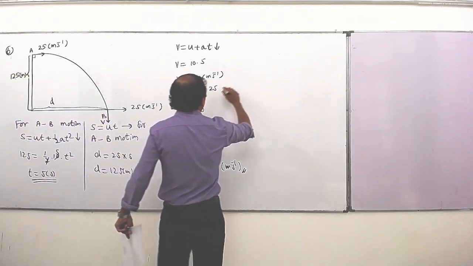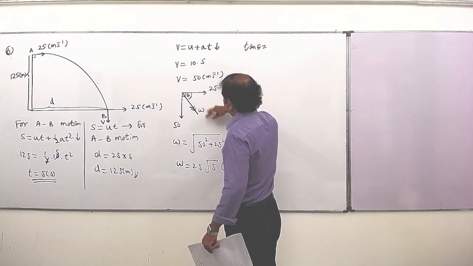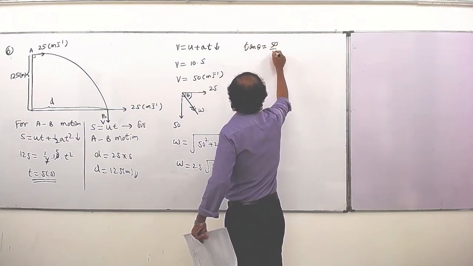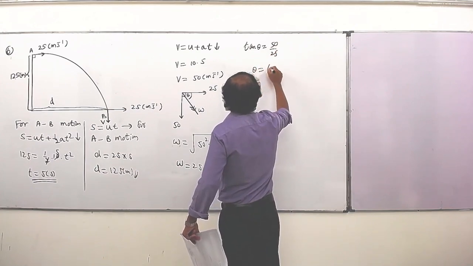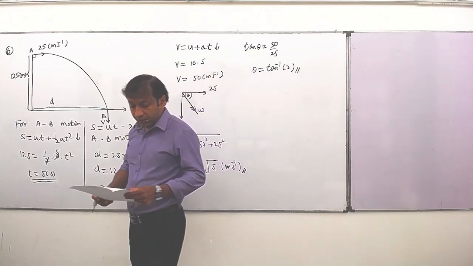Direction tan theta. 50 by 25. Theta is tan inverse. This we can take that answer.